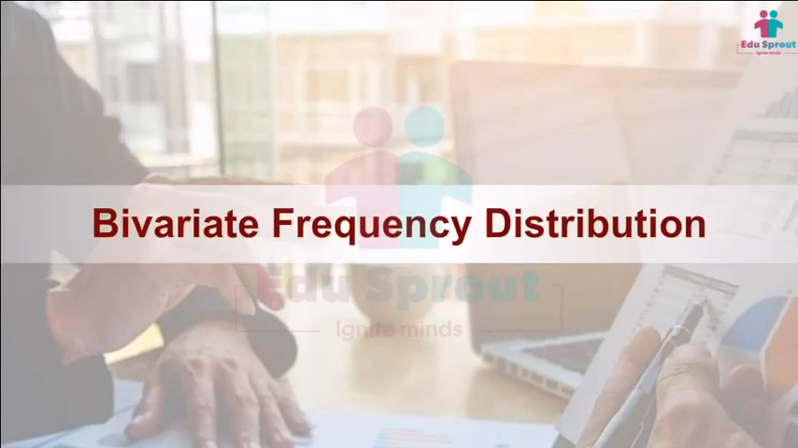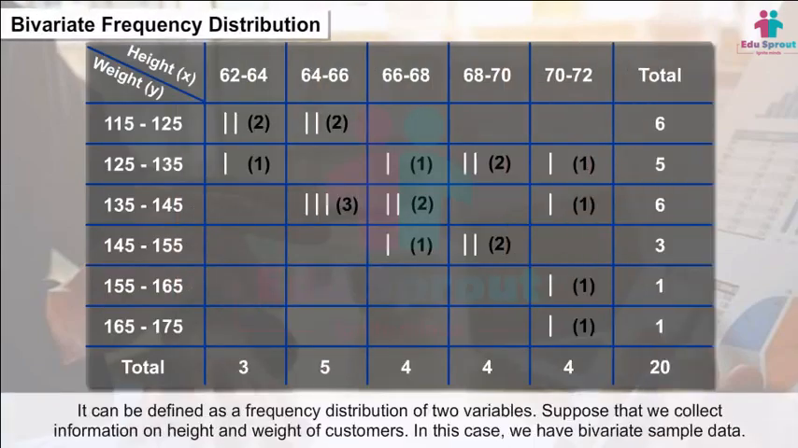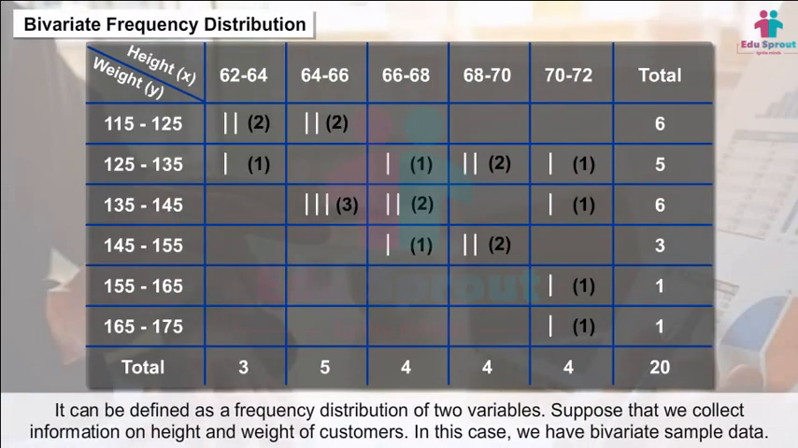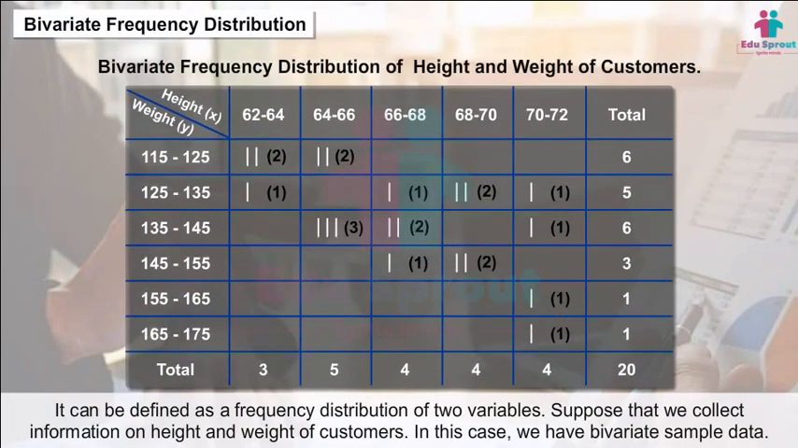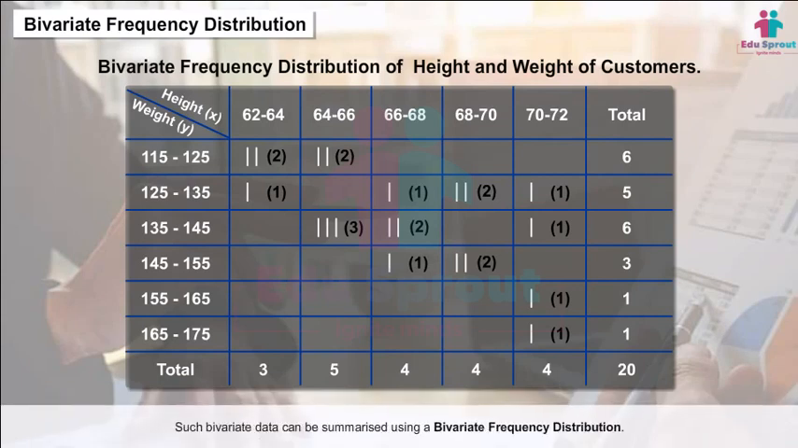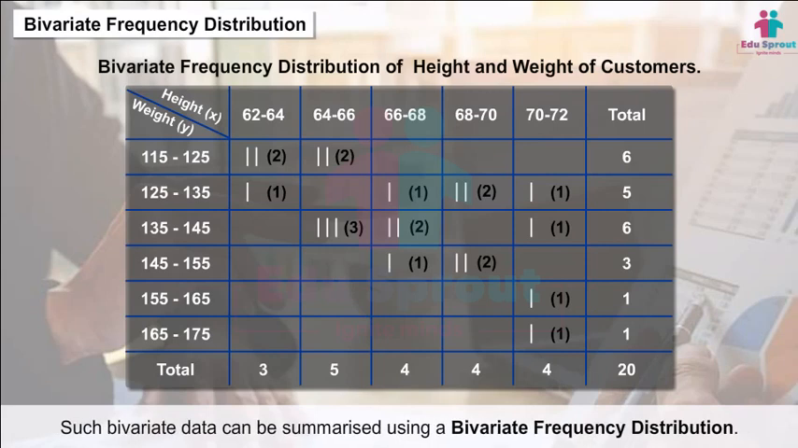Bivariate frequency distribution. It can be defined as a frequency distribution of two variables. Suppose that we collect information on height and weight of customers. In this case, we have bivariate sample data. Such bivariate data can be summarized using a bivariate frequency distribution.